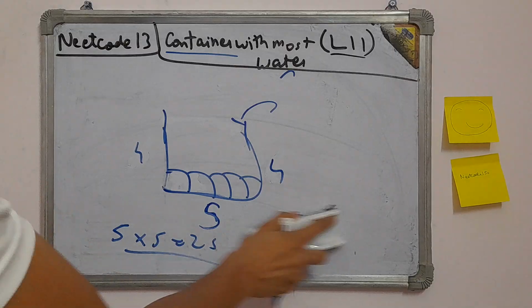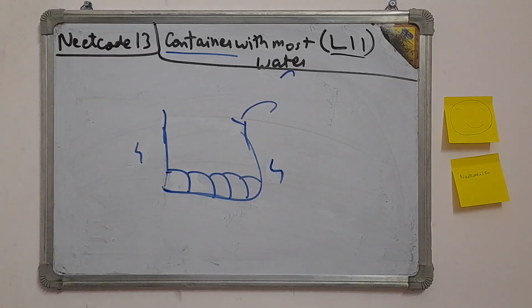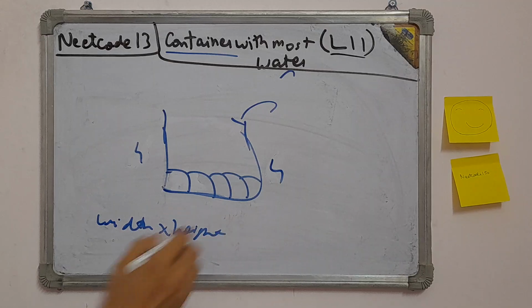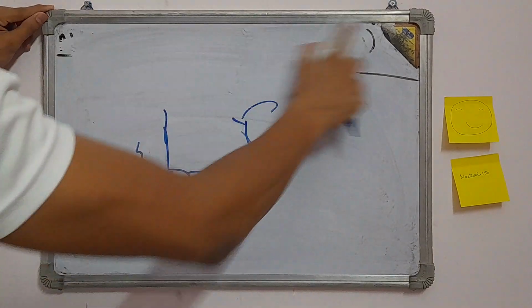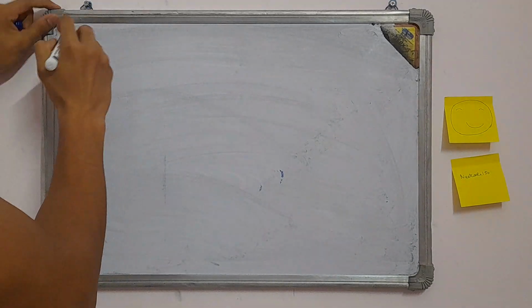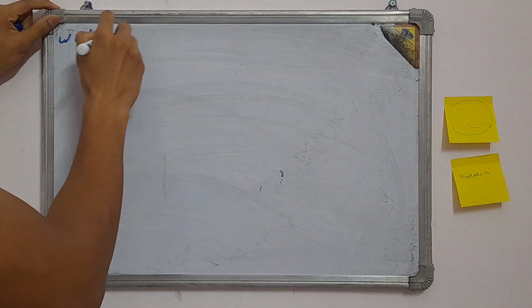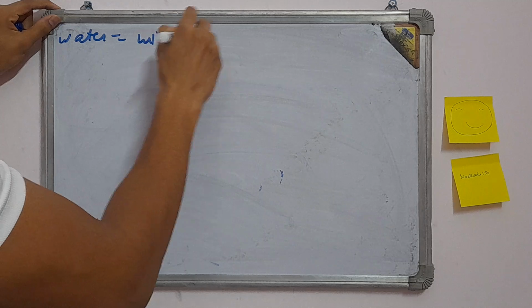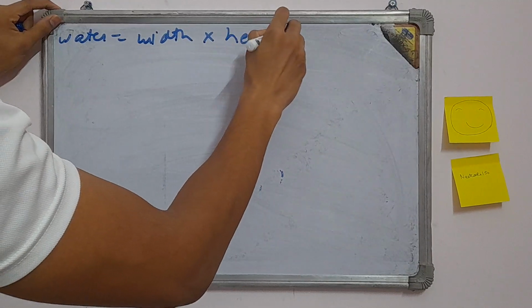So from this we can tell that the total water a container can contain, the formula for that is equal to width into height. Okay, let me write it here so that we can remember this for the future approaches. Water equal to width into height for any container.